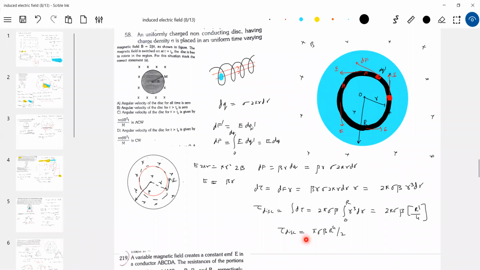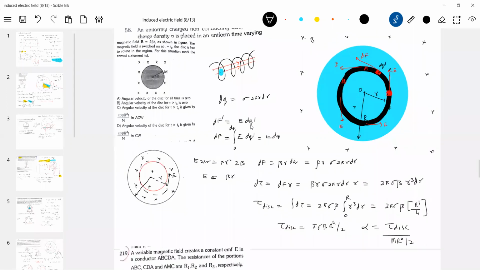Able to make it out, this one? So then it's a constant torque. You are having angular acceleration. So calculate now the angular acceleration. Alpha should be equal to torque divided by m r square by 2. You'll get the alpha. Then what is the angular velocity? Omega equals alpha into t. I'll proceed down.